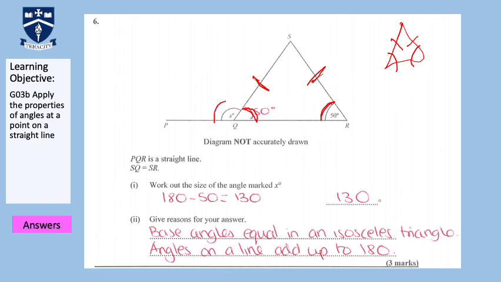You then saw that that was an angle on a straight line. This is my point. Therefore, to work out angle x, if we know this is 50, we do 180 take away 50 is 130. Your explanation, like I've written here, doesn't need to be word for word, but something along the lines of base angles in an isosceles triangle are equal. Angles on a straight line add up to 180, therefore this is how you work this out.